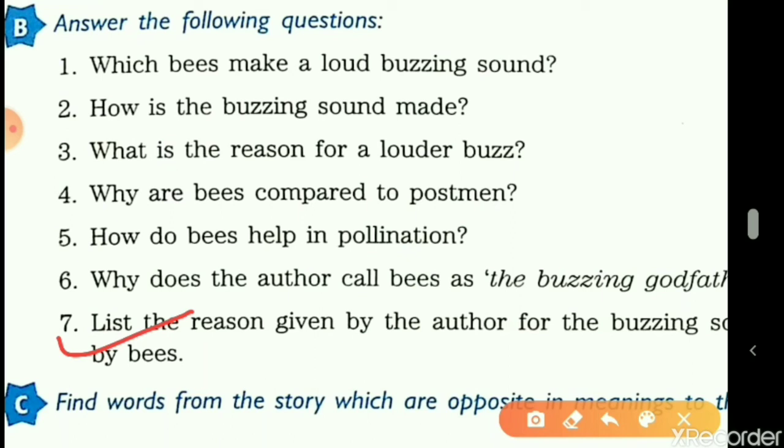They make a loud buzzing sound when they fly. Second, they buzz when they carry pollen from one flower to the other. Third, the buzz is also the sound of the bee breathing.